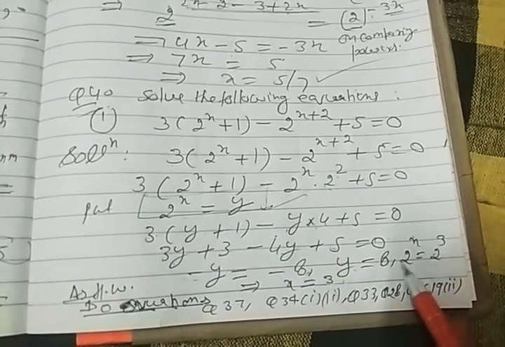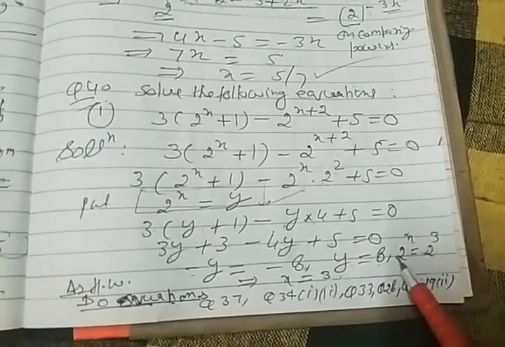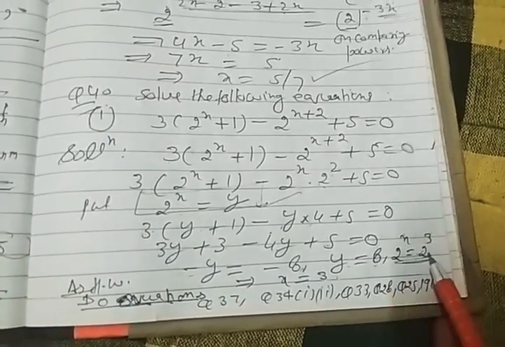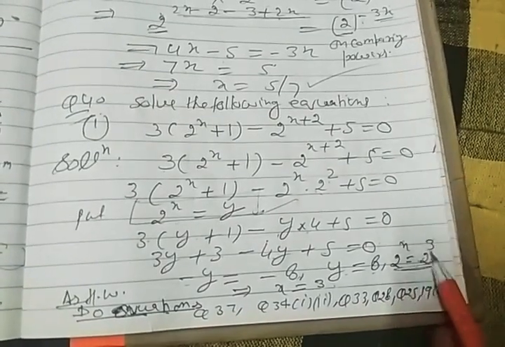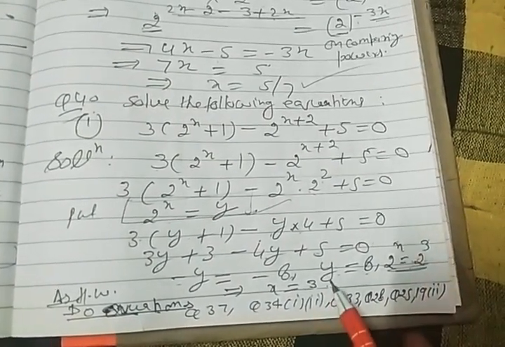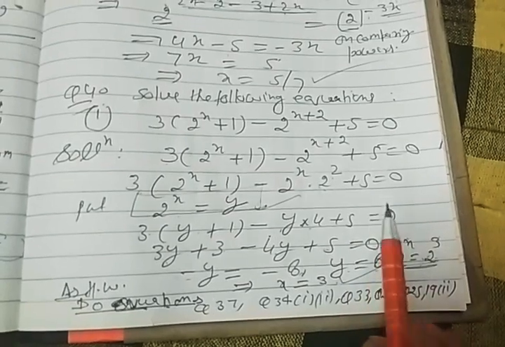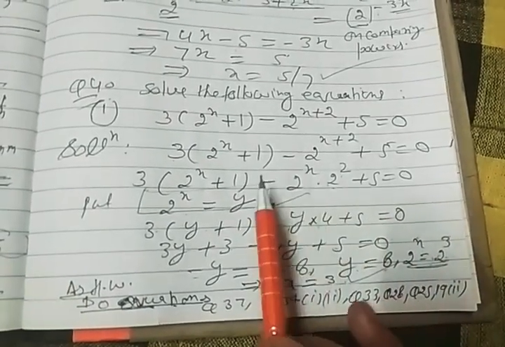So 2 raised to power x equal to 2 cube. So bases are again same because it can be written as 2 cube, power will be equal. So x equal to 3. Okay, so these are the rest of the parts of the indices.